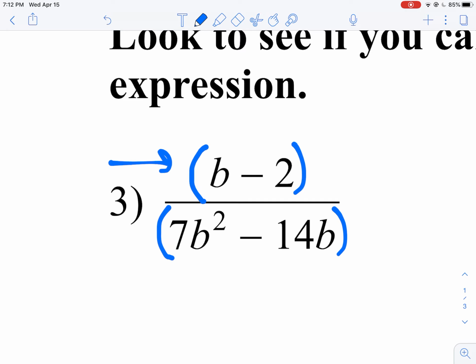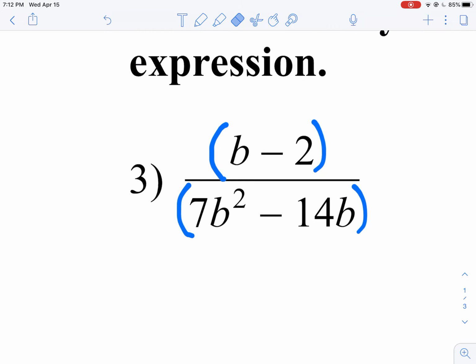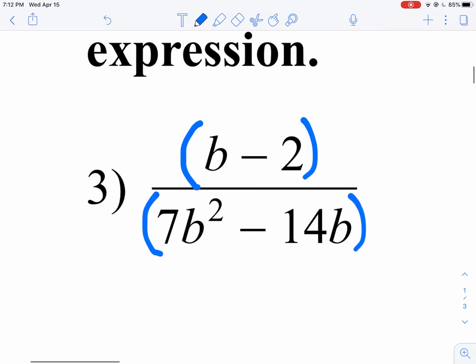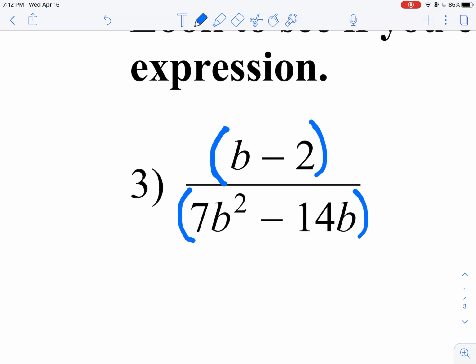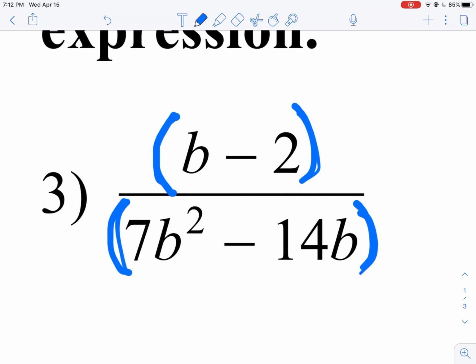We're going to see if we can simplify or factor just the top, see if we can factor just the bottom, and then see if we can cancel anything out. As it stands right now, I cannot cancel or simplify anything from the way that number 3 looks. I cannot reduce the 2, negative 2, and the negative 14. The reason I can't is because they are bonded in these expressions by that plus or minus sign.